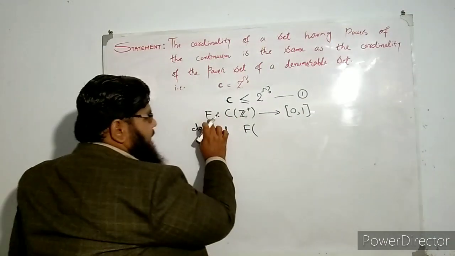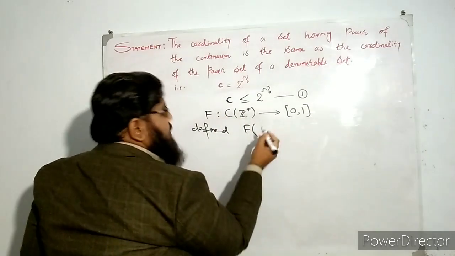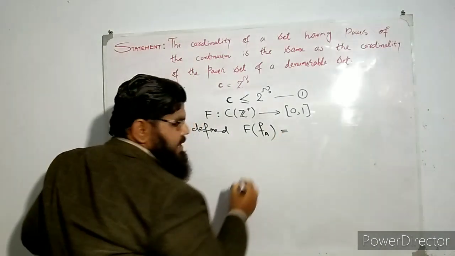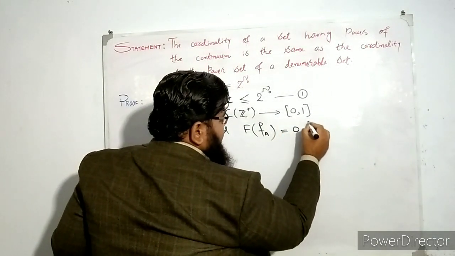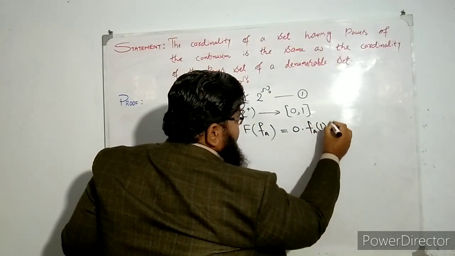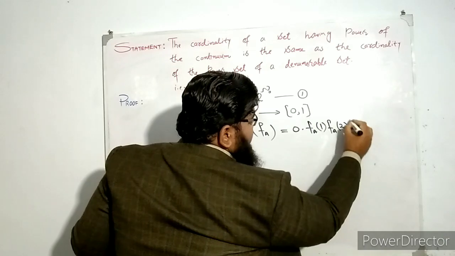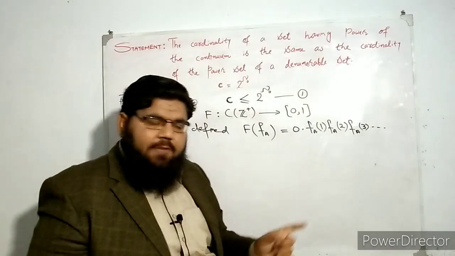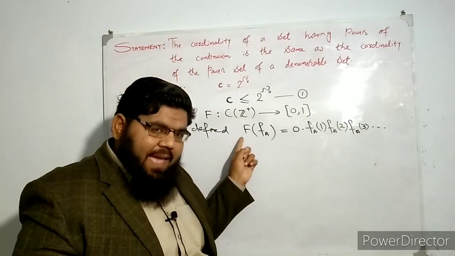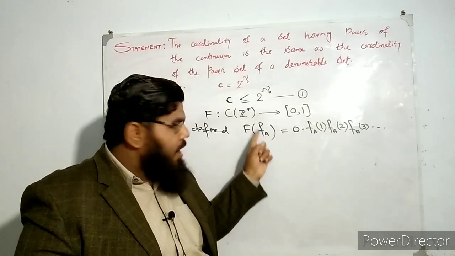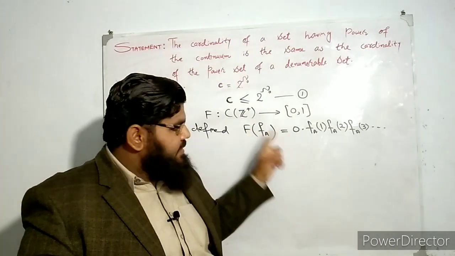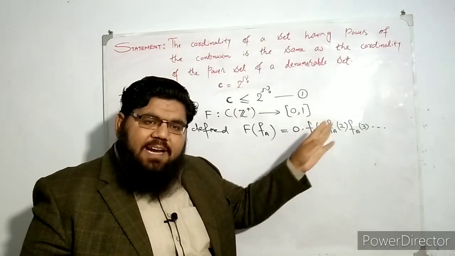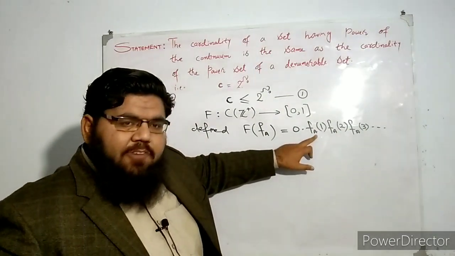So if this F applies on any of that function, suppose we have function fa, we will have the input just like this: 0 point fa at 1, fa at 2, fa at 3, and so on. So this will give us a number. If you apply the mapping capital F on a characteristic function of a set of positive integers, this will give us a number in the decimal form 0 point something. And that something is actually depending on the values here.